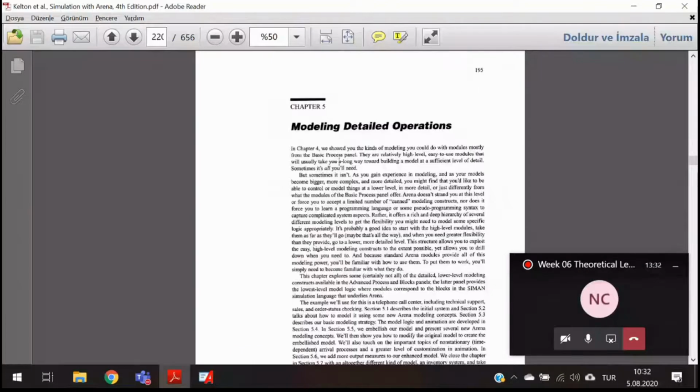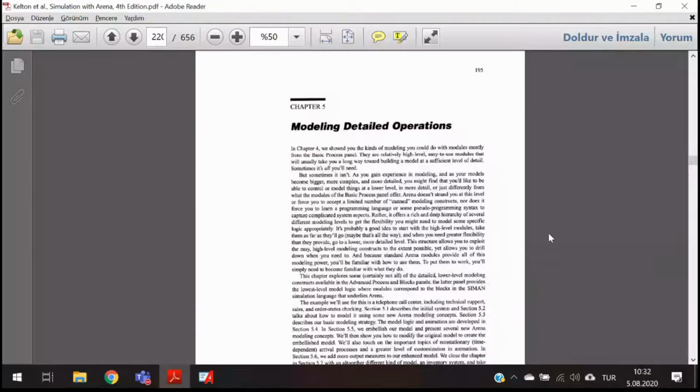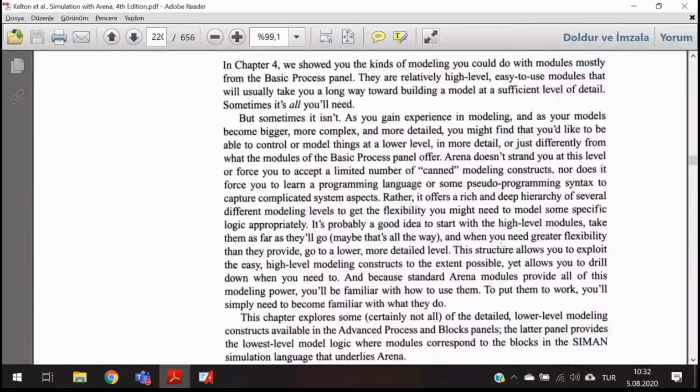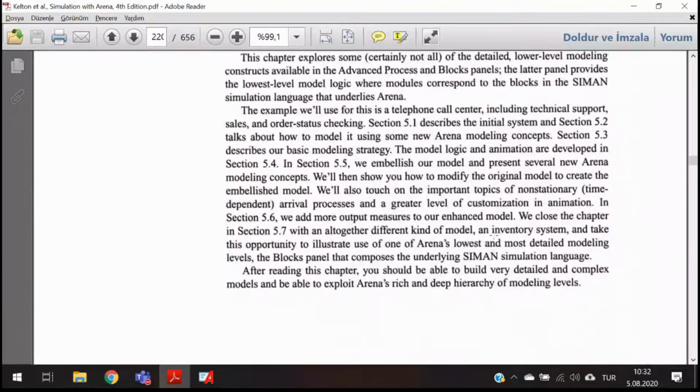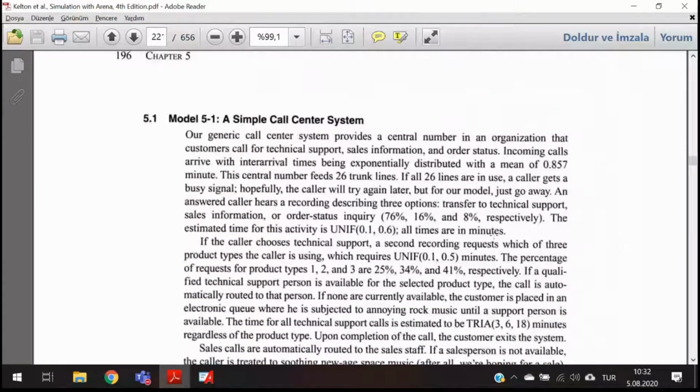So this is the chapter that we are going to cover, chapter 5, in the remaining parts of the Arena classes. So we are going to describe a system here, which is called a simple call center system. And we are going to apply the simulation model of this. Now, this is quite a hard system to understand, and unfortunately, I'm not going to be able to draw a flow chart. So you need to read this description again and again.